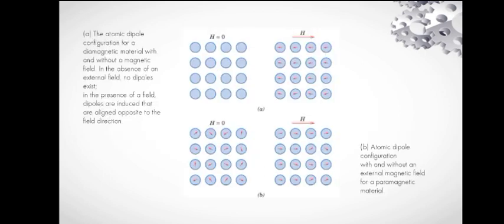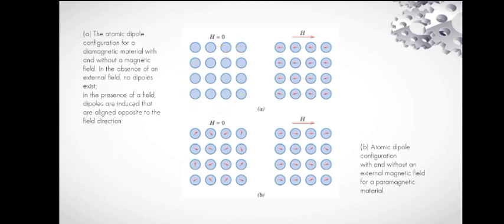So let's proceed to the figure. As you can see, figure A is the atomic dipole configuration for a diamagnetic material with and without a magnetic field. In the absence of an external field, no dipoles exist.